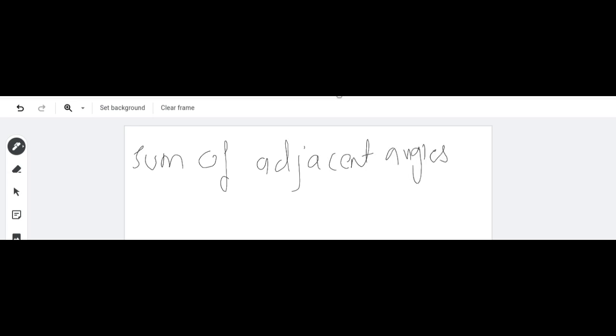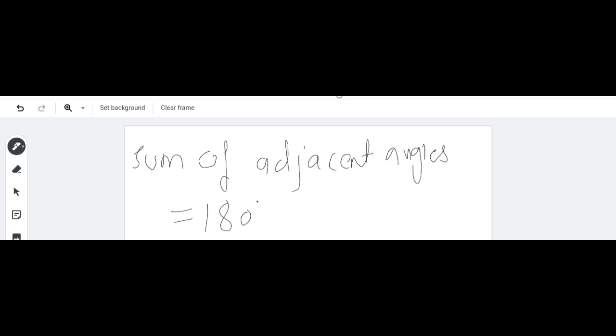The sum of adjacent angles is basically 180 from one side. If I give the names of the two sides, like A plus B is 180, this is about the two adjacent sides, not more than two, because we are talking about adjacent sides.